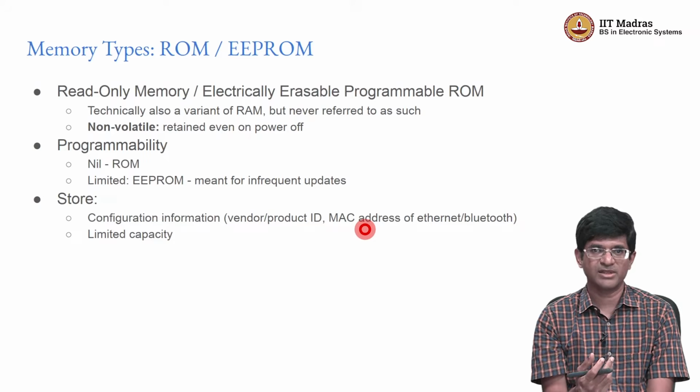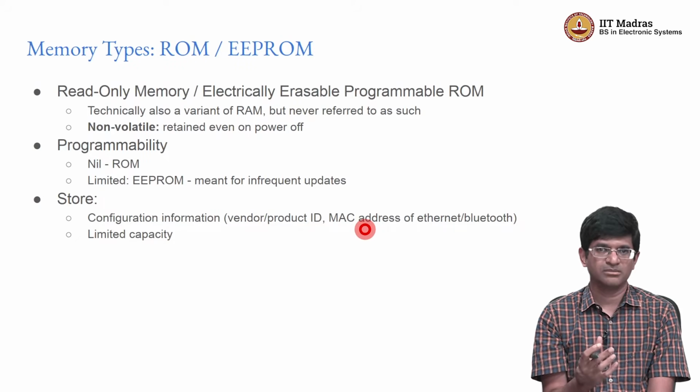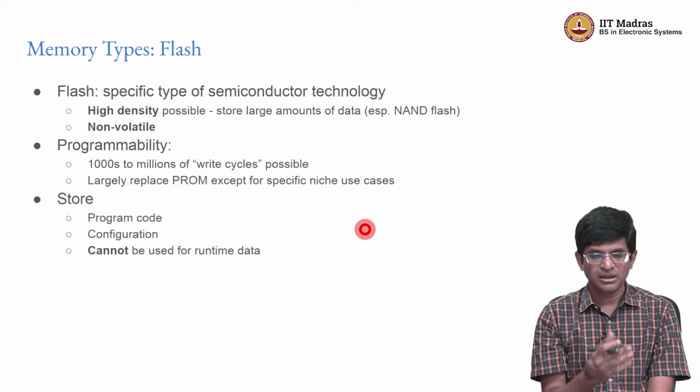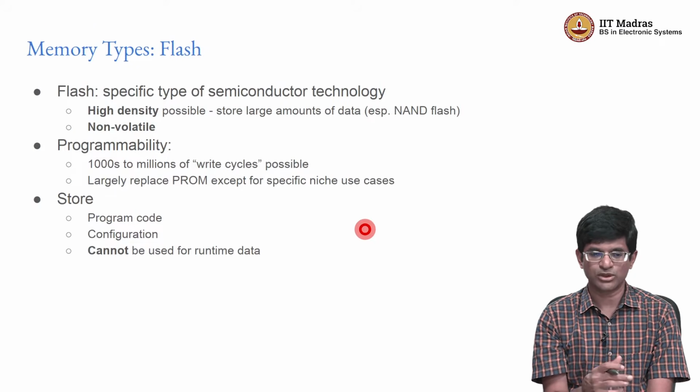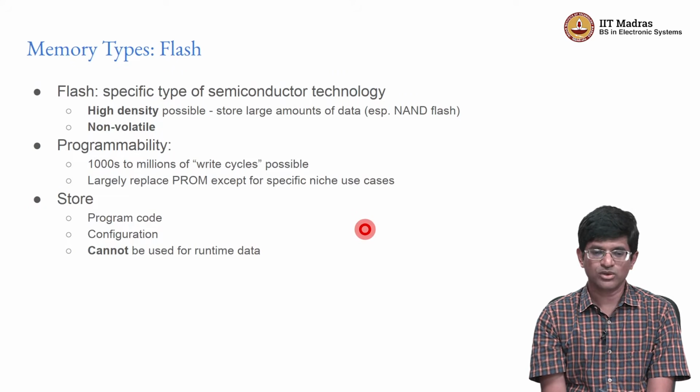So EEPROMs especially are found typically more often in slightly older kinds of microcontrollers. Nowadays, to a large extent, what we find is something else called flash, right? Flash is probably the most common kind of non-volatile memory that is available in microcontrollers and is used for storing fairly large amounts of data, right? It has high density, it can be used for large amounts of data, and it is non-volatile.